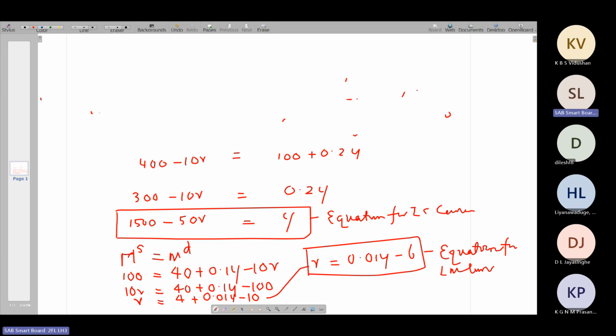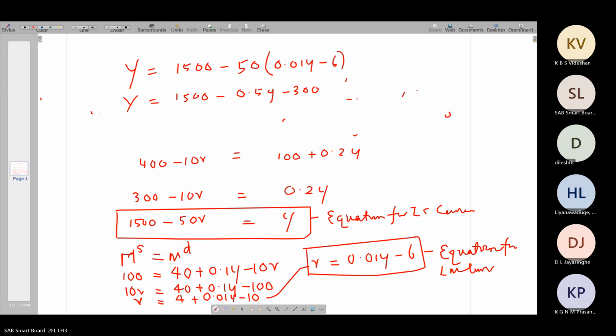So we take y equals 1500 minus 50R. R means what? To substitute this, 0.01y minus 6. Then you can find the equilibrium equation. Right? Y equals 1500 minus 50 into 0.01, 0.5y, minus 50 into 6 means 300. Taking this y to this side, 1.5y equals 1200.